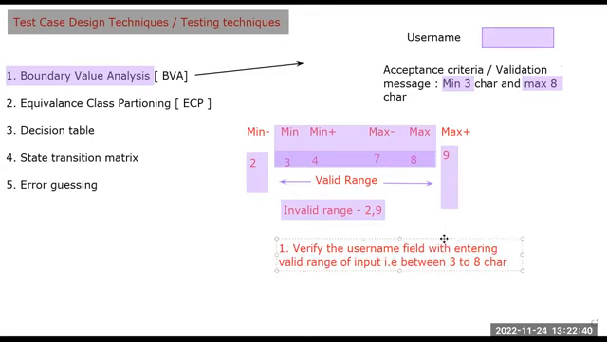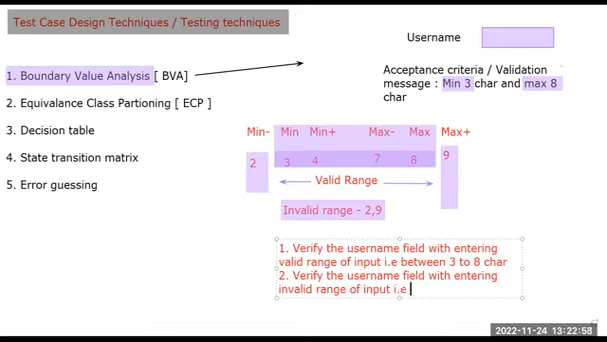And the second thing we can prepare is the invalid range. That is, verify the username field with entering invalid range of input: less than 3 and greater than 8. It means 2 and 9. Correct? Yes or no? So if you enter between 3 to 8 characters, it's going to accept it. But when you enter 2 and 9, then it should throw the error message.